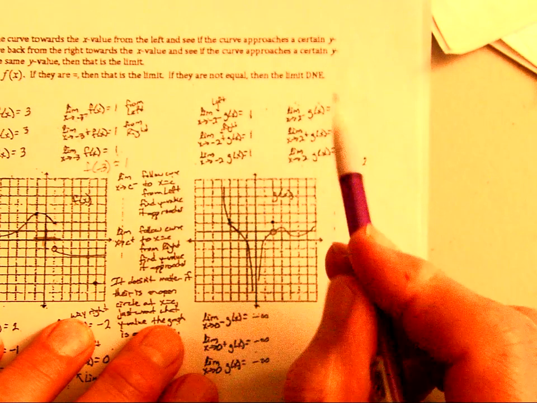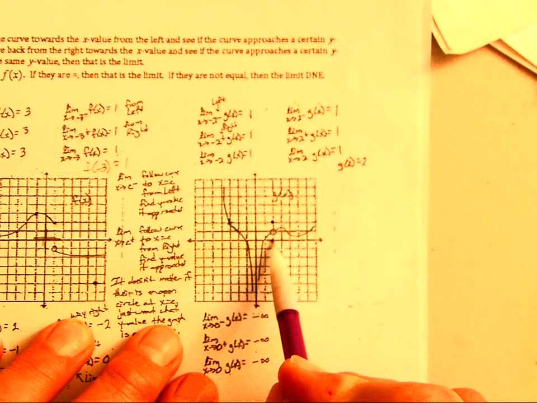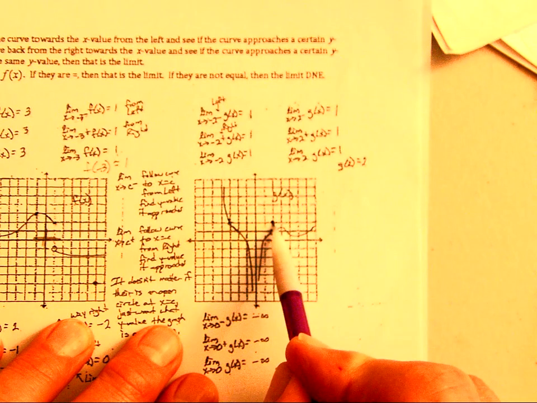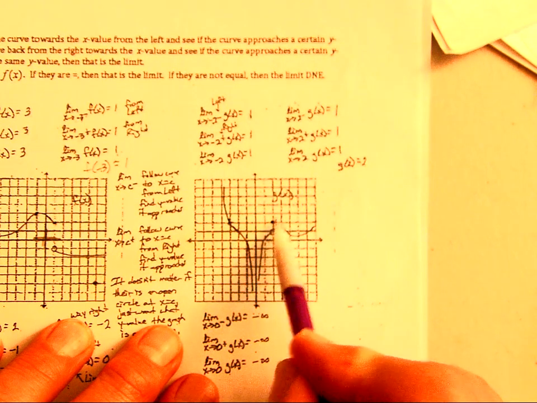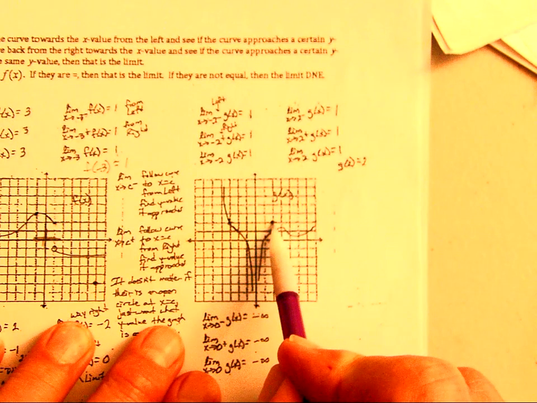Now it's a little tricky. This is the trickiest kind here at 2. Because notice in our graph at 2, the graph is right here, but there's an open circle right here. So there is no value right there. Notice there's a dot up here above that, up at 2. Now that has nothing to do with our limit.